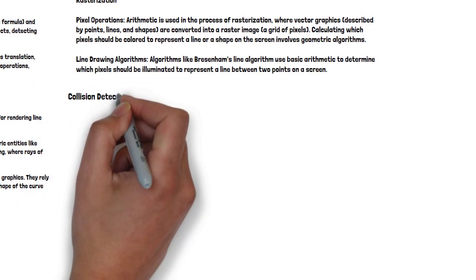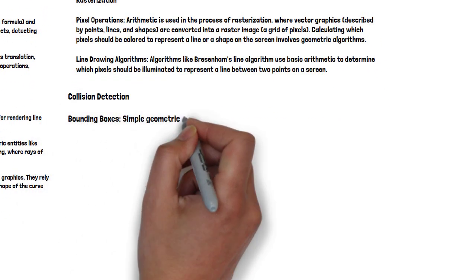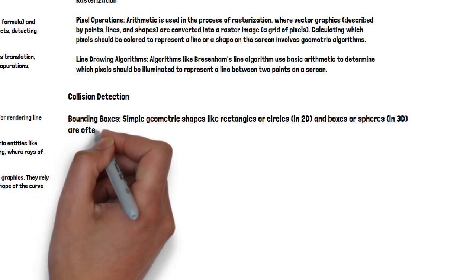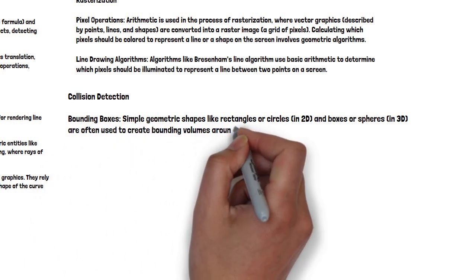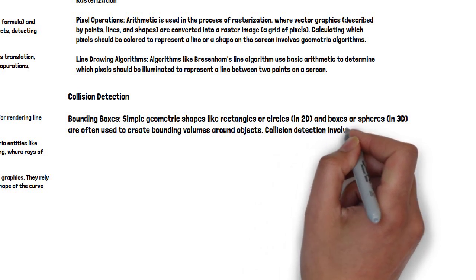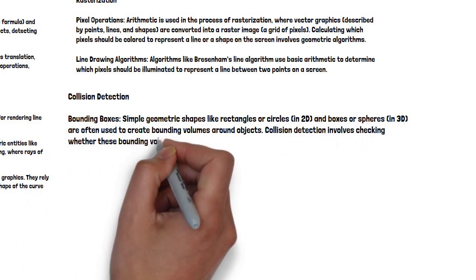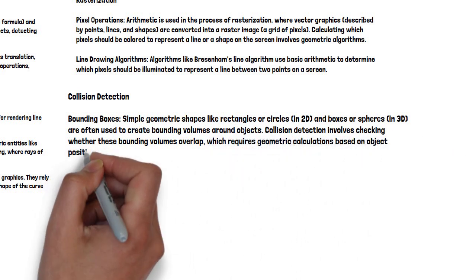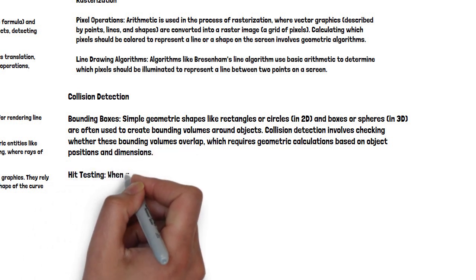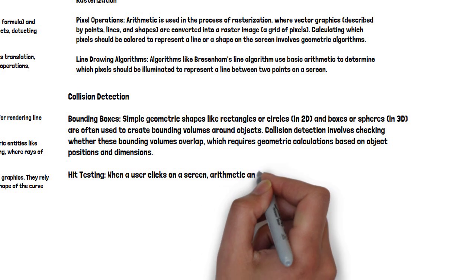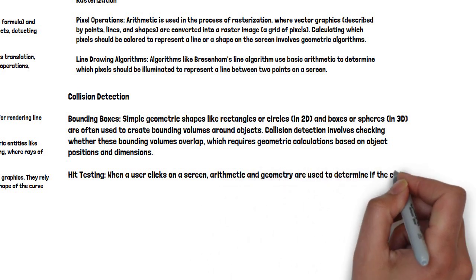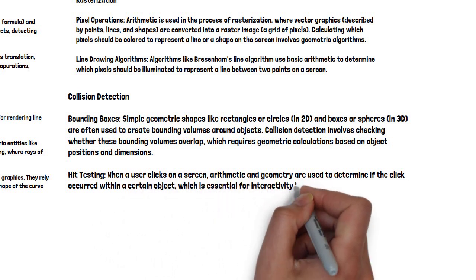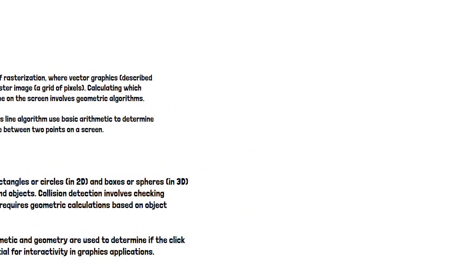Collision detection. Bounding boxes. Simple geometric shapes like rectangles or circles in 2D and boxes or spheres in 3D are often used to create bounding volumes around objects. Collision detection involves checking whether these bounding volumes overlap, which requires geometric calculations based on object positions and dimensions. Hit testing. When a user clicks on a screen, arithmetic and geometry are used to determine if the click occurred within a certain object, which is essential for interactivity in graphics applications.